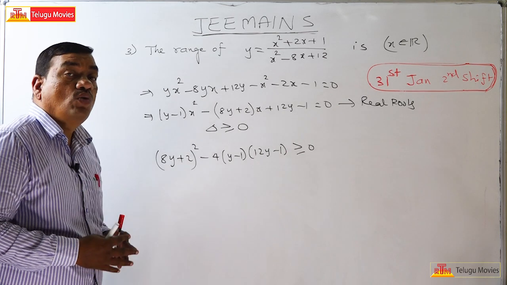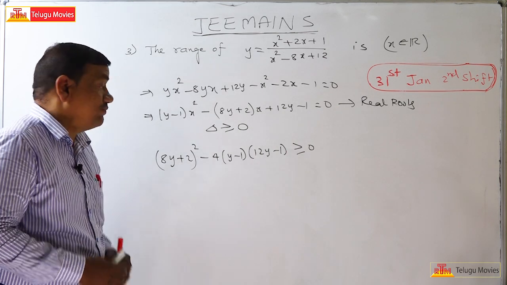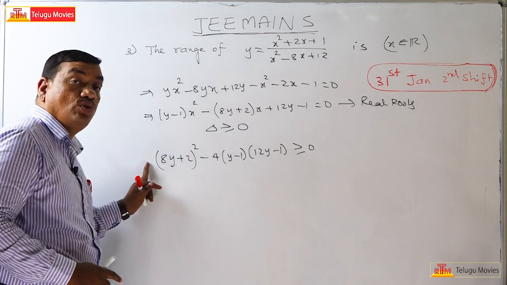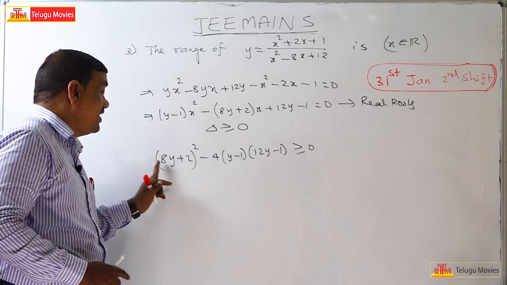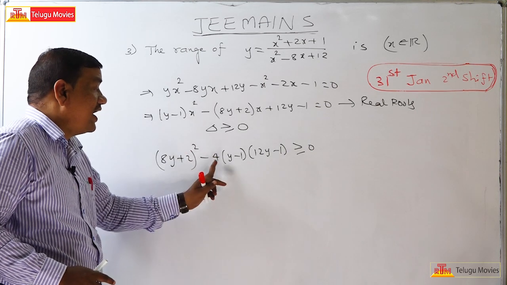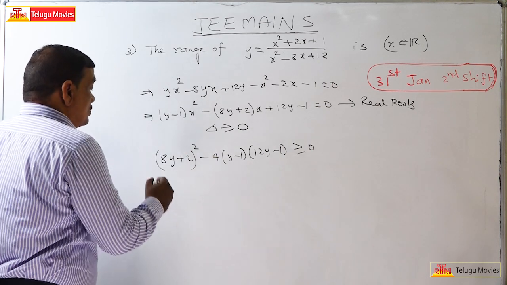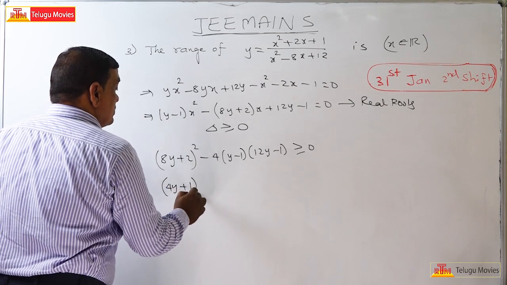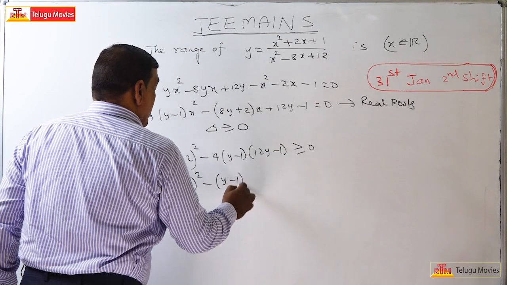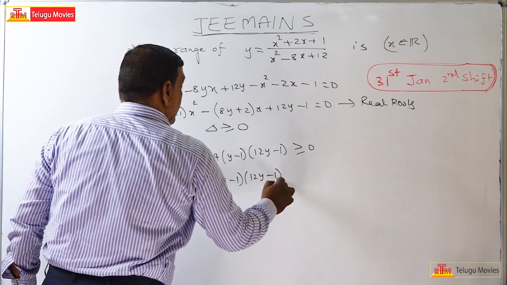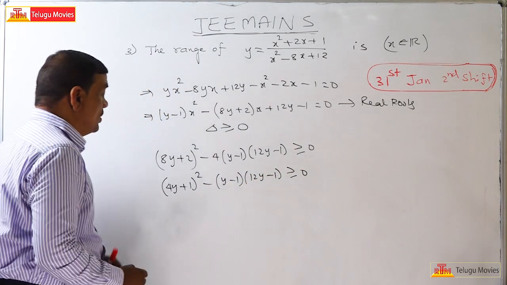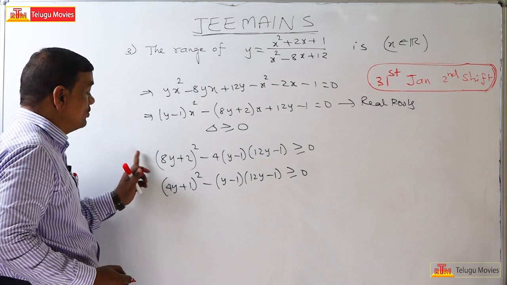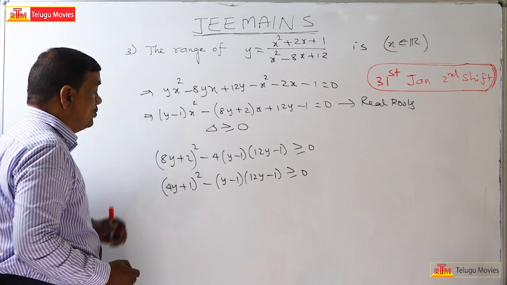Here only we have to save our time. So here don't do the expansion of (a plus b) whole square. Let us see here. You can take 2 common outside. So when you take 2 common outside, 2 square is 4 and this 4 will get cancelled. So this will be (4y plus 1) whole square minus (y minus 1)(12y minus 1) greater than or equal to 0. Here you have taken 2 common outside, 2 fours are 8, 2 twos are 4.